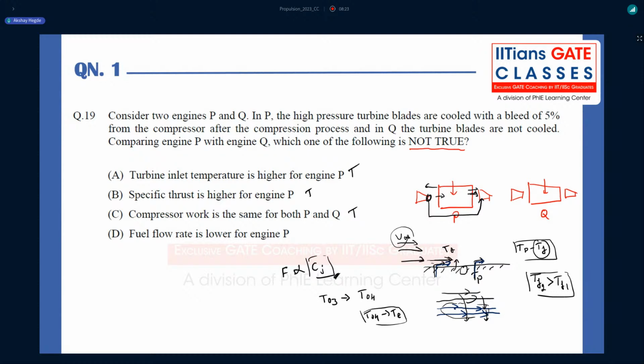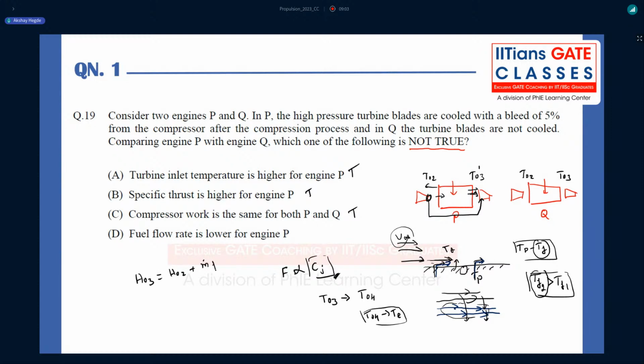Fuel flow rate is lower for engine P. This is a very interesting part we have to analyze. So see here, I have a certain temperature T02 over here and T03 over here. So similarly, in this case also T02 to T03 I am increasing. So I will call it T03 dash, that is engine P, T03 is engine Q. Since I can increase T03 dash, that means I can increase the fluid temperature to a higher value. How can I increase it? Because if I use the energy balance in the combustion chamber, that is H03 equal to H02 plus energy added.